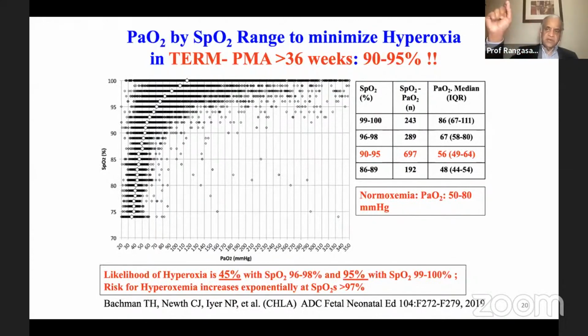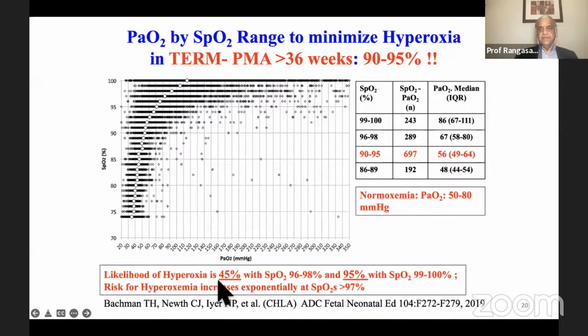You see a saturation of 98. In my case, it will say 98 or even 97, I get worried about it. So 90 to 95, PaO2 median is 56, and the interquartile range is 50 to 64. So normoxemia, based on the PaO2, most people would agree, is somewhere between 50 to 80 millimeters of mercury.